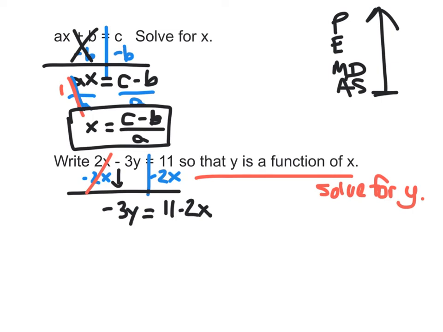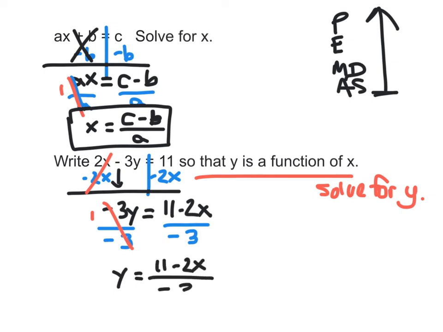To get y alone, in other words to get 1y, we want to divide both sides by negative 3. Negative 3 divided by negative 3 will be 1. And over here we want to divide by negative 3 as well. Y equals 11 minus 2x over negative 3 is our final answer. We have written the equation so that y is a function of x.